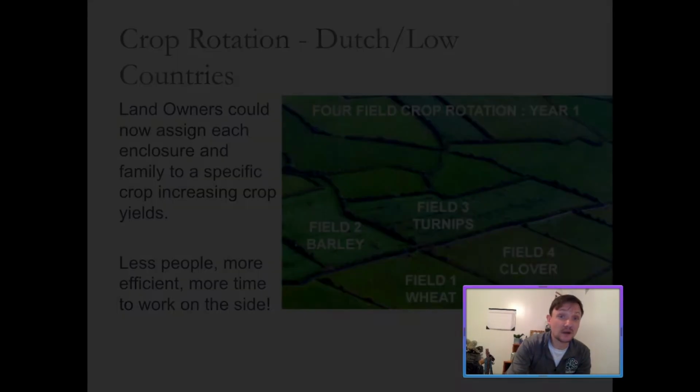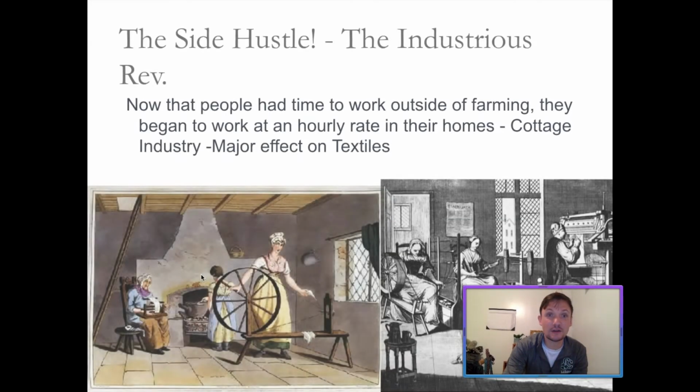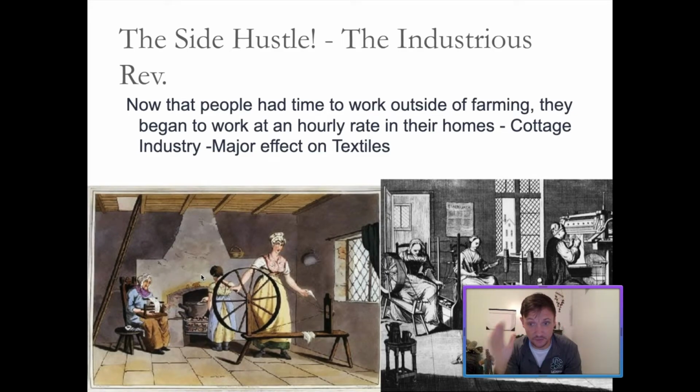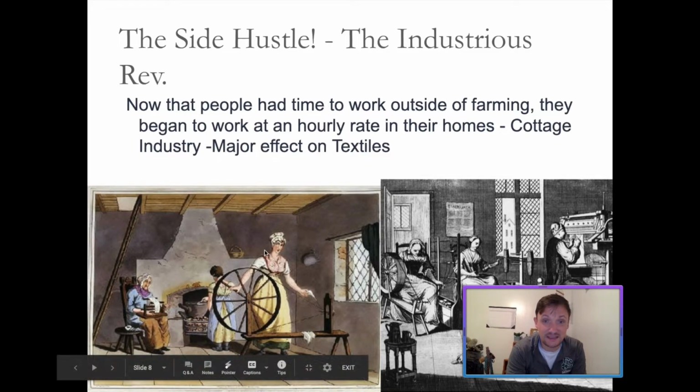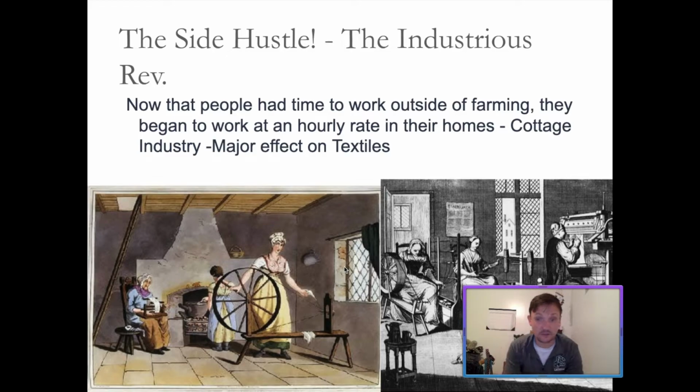So then what ended up happening is this thing known as the Industrious Revolution. Do not get this confused with the Industrial Revolution, right? The Industrial Revolution is how processes like the ones that the people in this picture are doing become mechanized and automated, and they have big factories with steam power, right? That's the Industrial Revolution. The Industrious Revolution is the side hustle revolution, right?